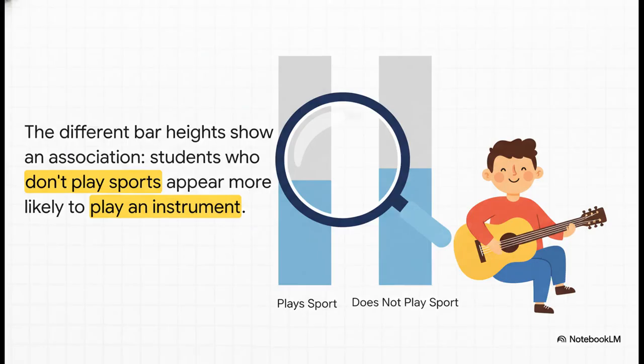This visual makes our conclusion super clear. Based on this survey, there seems to be an association. Students who don't play sports appear more likely to also play an instrument. Now, here's something that is absolutely crucial to remember. Association is not causation. We can't say that not playing sports causes someone to pick up a guitar. We can only say that in our data, the two things seem to be linked.